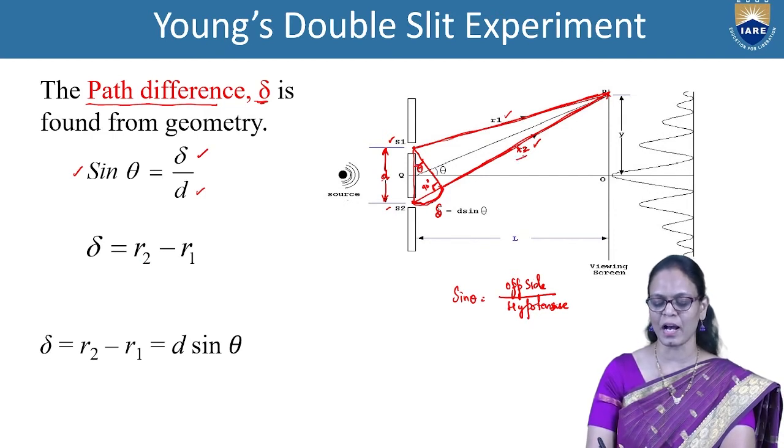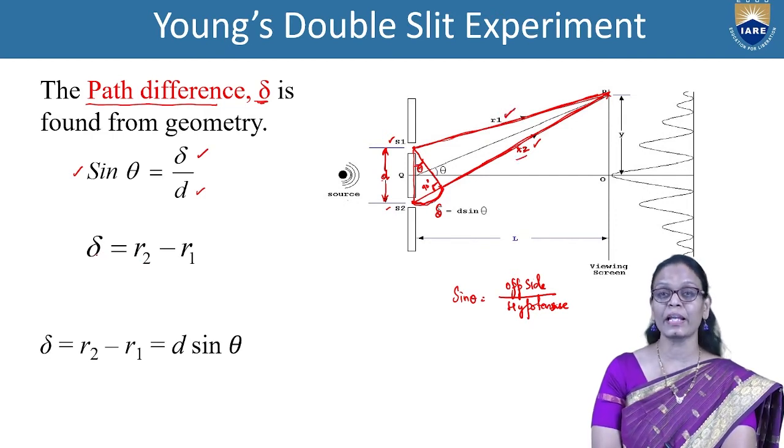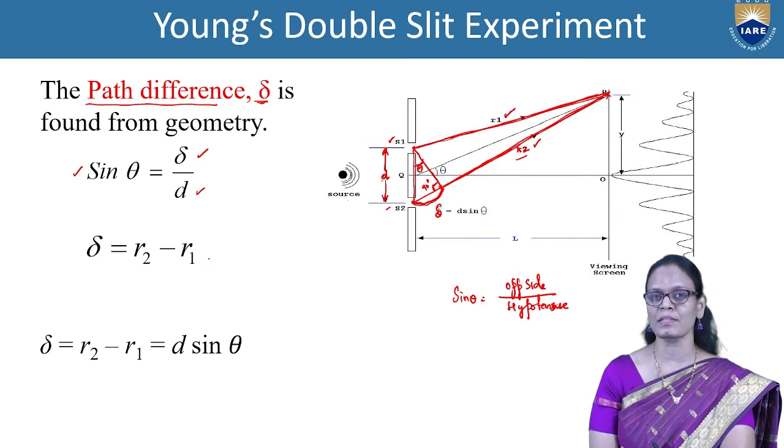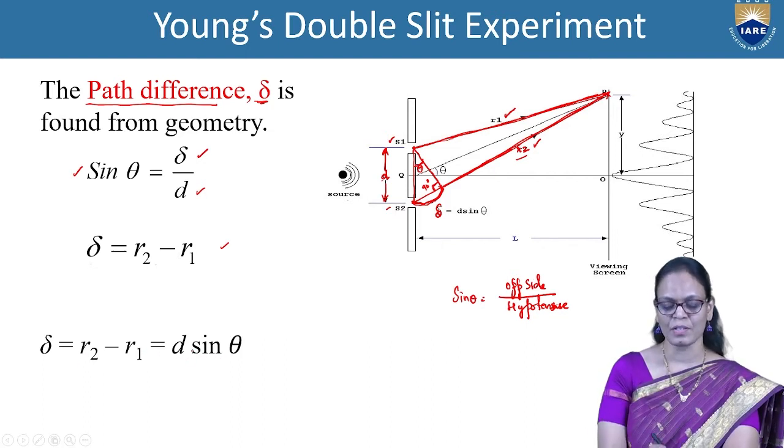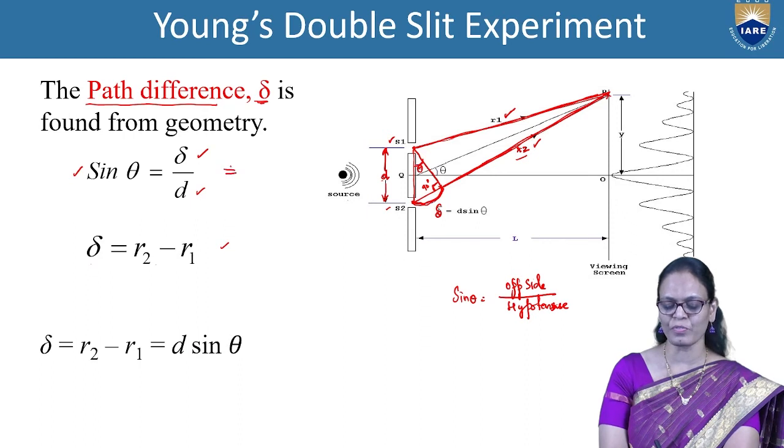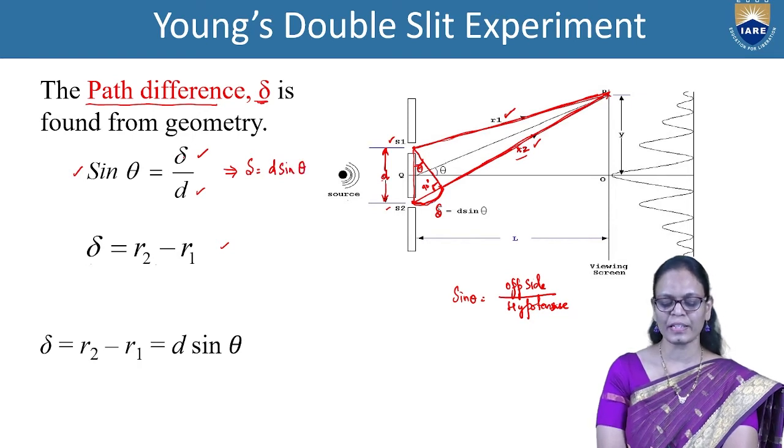Delta can be written as R2 minus R1. We can get delta from R2 minus R1. The length of this path minus the length of this will give us the path difference, that is R2 minus R1. Now we can write R2 minus R1 is equal to d sine theta. So from here, sine theta is delta upon d, so delta will be equal to d into sine theta.